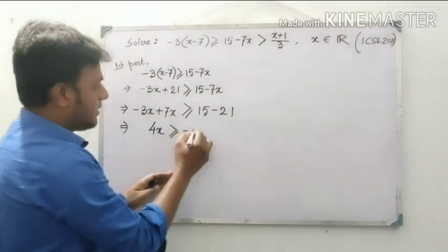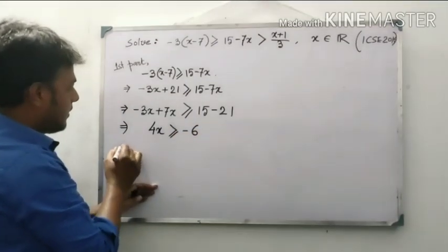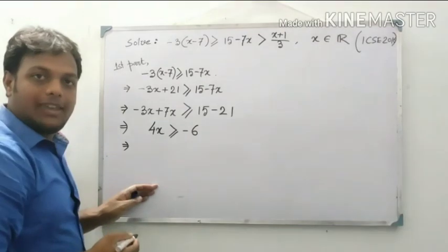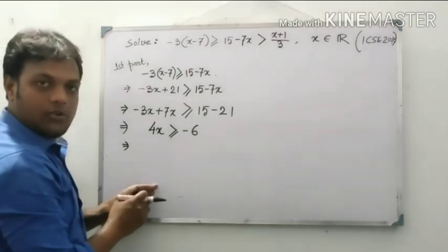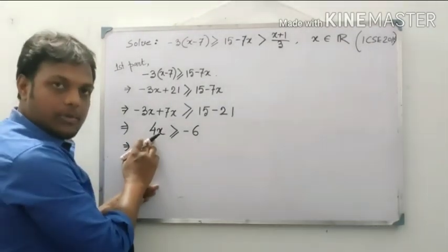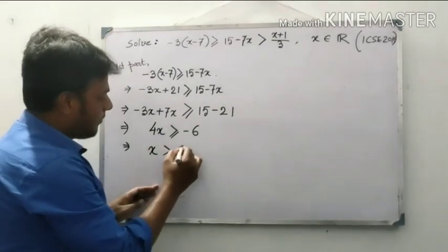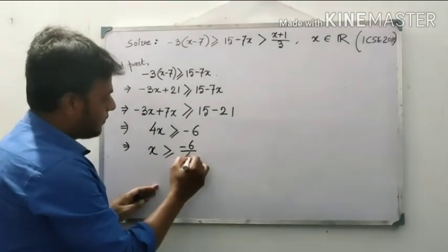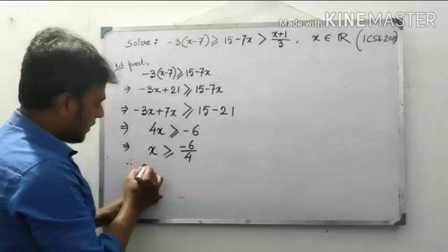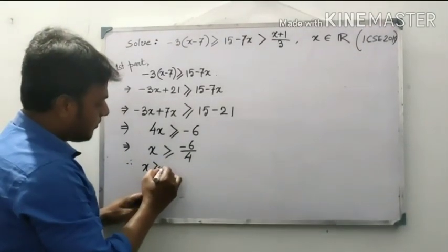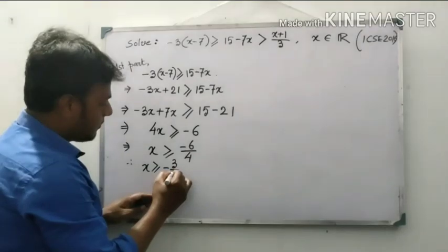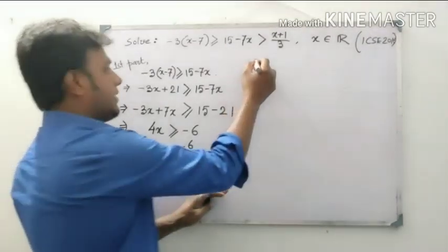15 minus 21, which is minus 6. To solve for x, we have to divide both sides by 4. So 4 is a positive number, so there is no change of sign. So x is minus 6 by 4. Therefore, x greater than or equal to minus 3 by 2. This completes the first part. Next, the second part.